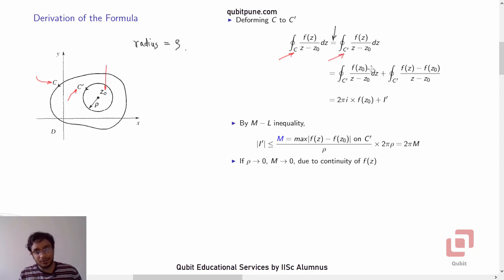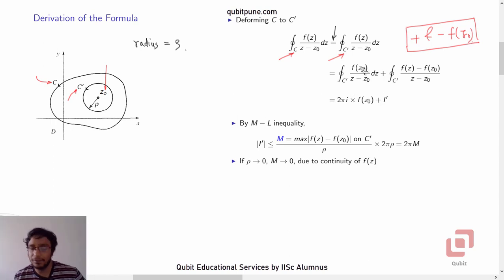Now the next step is crucial. In this step we are going to add and subtract f of z naught from the numerator of the integrand. If we do that, then we will get something like the following. We are going to split it so that in the first integrand we will get f of z naught in the numerator. Using the linearity property we can write the second integrand as f of z minus f of z naught upon z minus z naught.